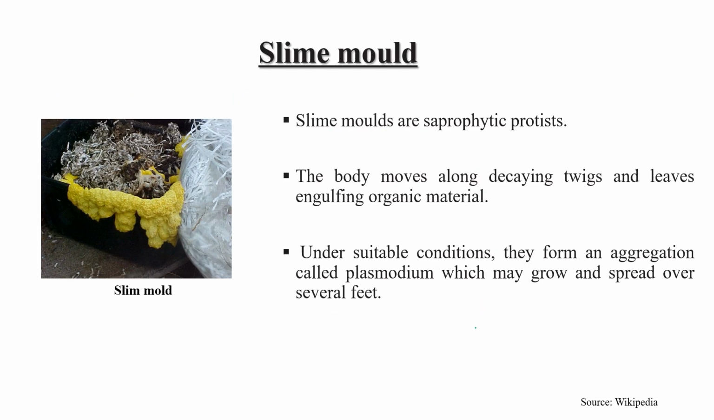Now, next type of protist is slime molds. This yellow structure you can see over here in this picture is slime mold. These are saprophytic protists, meaning they live on dead and decaying material. Their body moves along decaying twigs or leaves, engulfing organic material. Under suitable conditions, they form an aggregation called plasmodium, which may grow and spread over several feet.